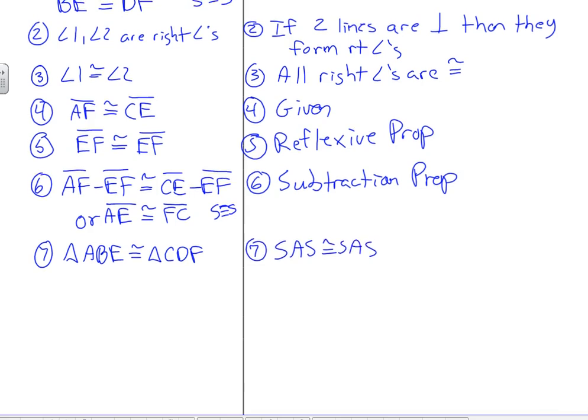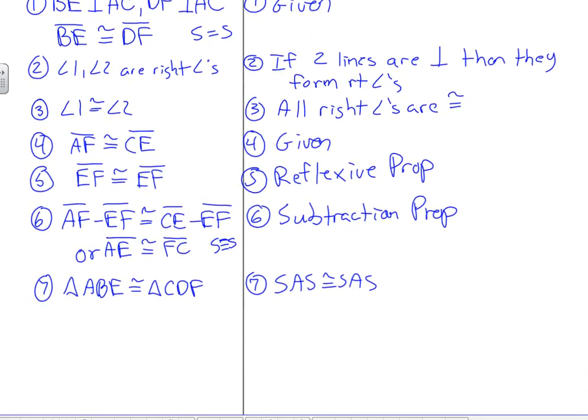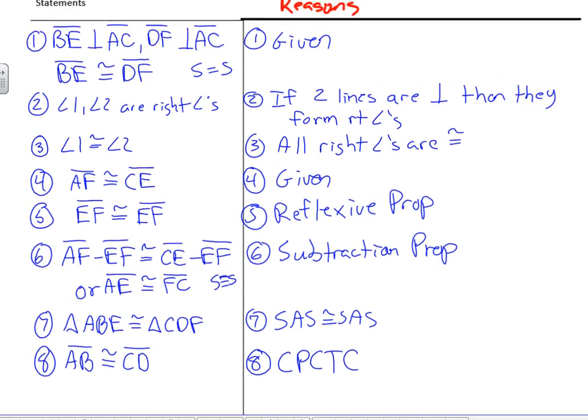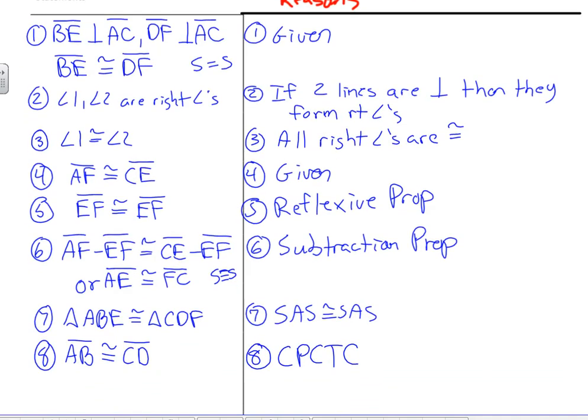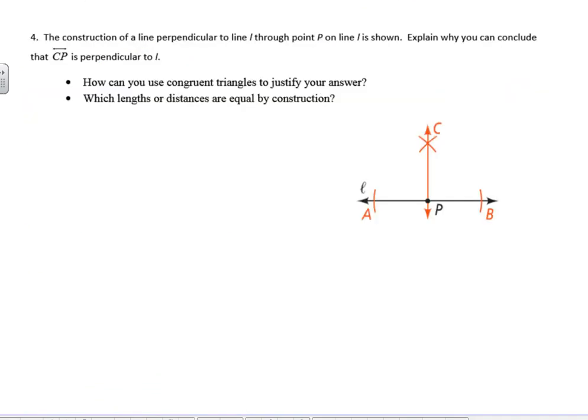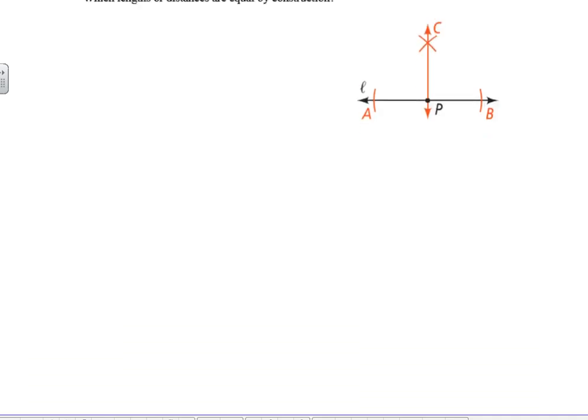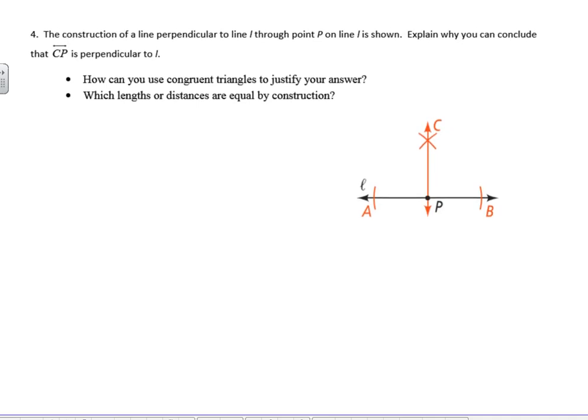And then our last step is the thing we're trying to prove, which is AB congruent to CD. So AB is congruent to CD, and that's because corresponding parts of congruent triangles are congruent. So we've got the triangles and now their parts are. We're just adding some different tools to our toolkit here and scenarios of what we can possibly do.